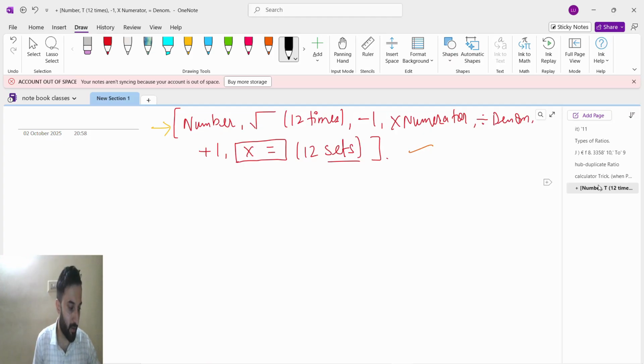Inverse ratio done. Understand, right? Compound ratios, understand. Duplicate ratio, subduplicate ratio, triplicate ratio, subtriplicate ratio, all we did with the examples, and then we did the calculator tricks also. The continued ratio part we did already before. Now we'll solve the problems which are based upon these types of ratios.